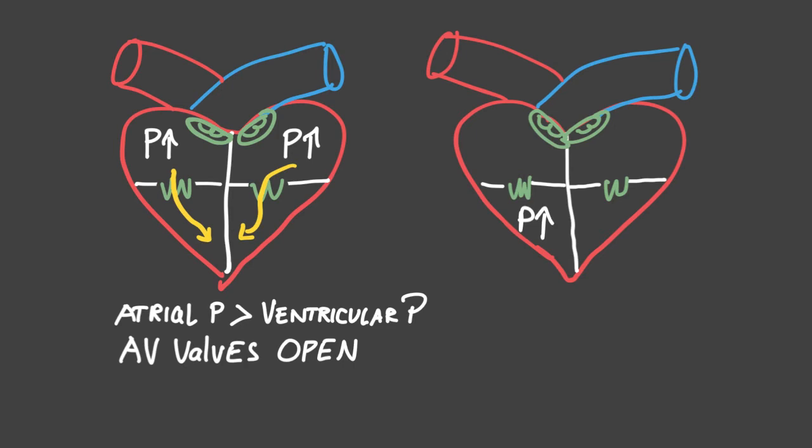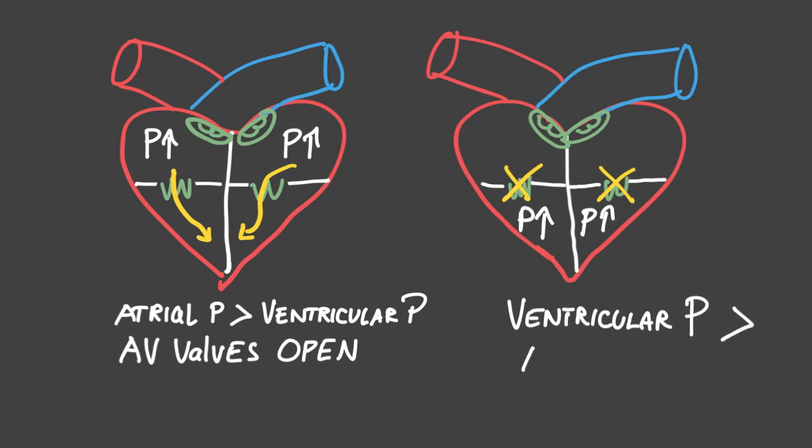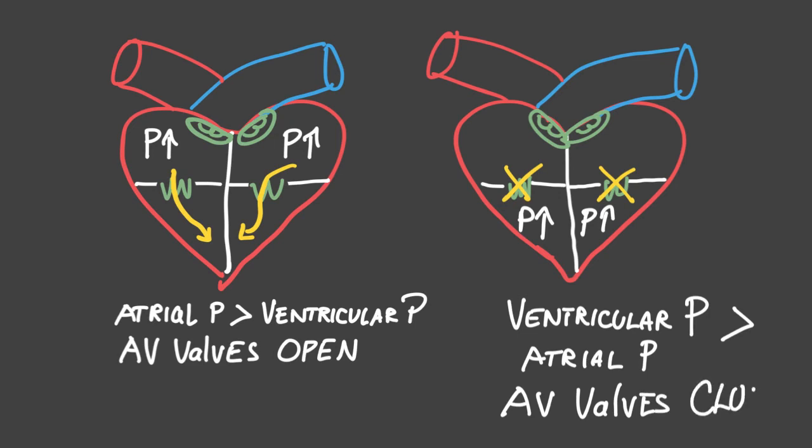The opposite happens in order for the AV valves to close. When the pressure in the ventricles is greater than the pressure in the atria, the AV valves close. So here we have ventricular pressure is greater than atrial pressure, then the AV valves close. The closing has a sound. It's the heart sound, which is the lub-dub. The lub sound comes from the closing of the AV valves.